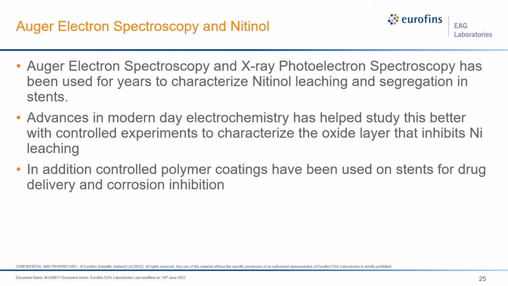Nitinol is extensively used in medical devices, and one of the most important requirements is to be sure that there is no nickel leaching. Auger electron spectroscopy has been the technique of choice due to its high spatial resolution and surface sensitivity. This technique, along with modern-day electrochemistry, has helped study nickel leaching and inhibit it with surface passivation and coatings.